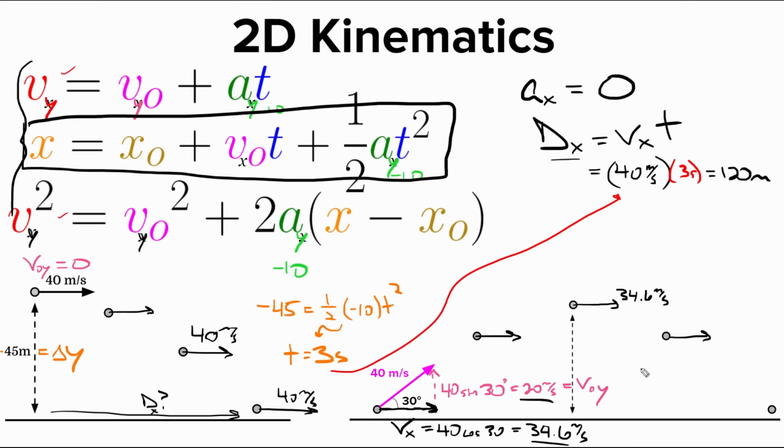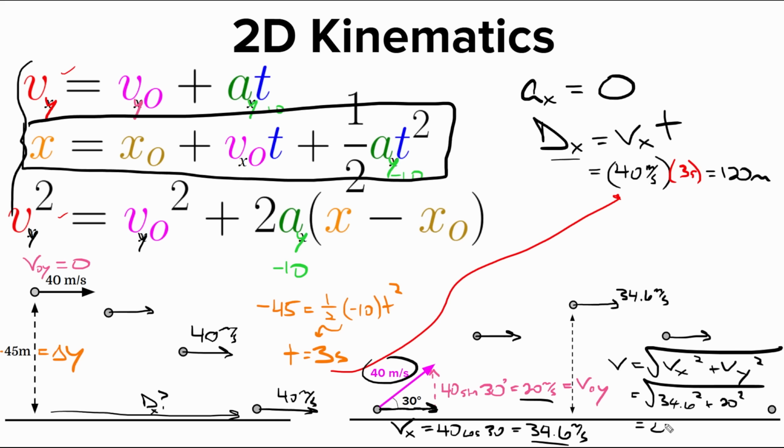I knew the horizontal was this. The total speed of an object would be the square root of v in the x squared plus v in the y squared, because that's how the Pythagorean theorem works. So if I plugged in vx, 34.6 squared plus 20 squared, and I add that all up, guess what? I get 40 when I take a square root because that's how that is all related.